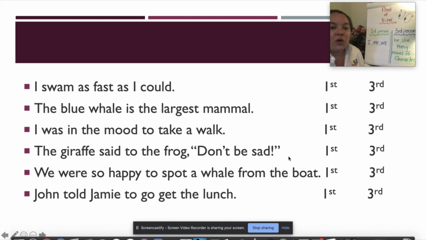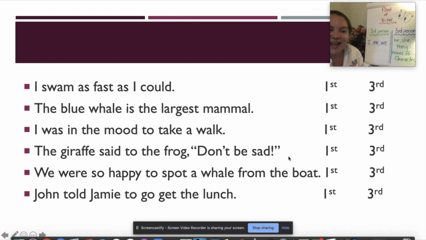We were so happy to spot a whale from the boat. We. Do you see we? You do? Where? Yes, great job. So we know that using the word we says that the character is telling us the story. That is the first person.